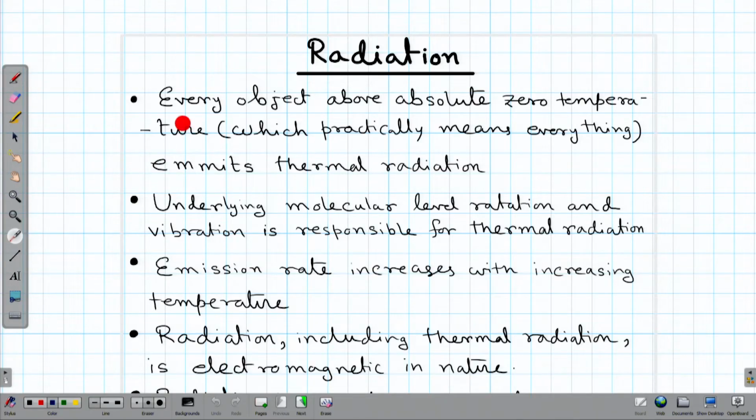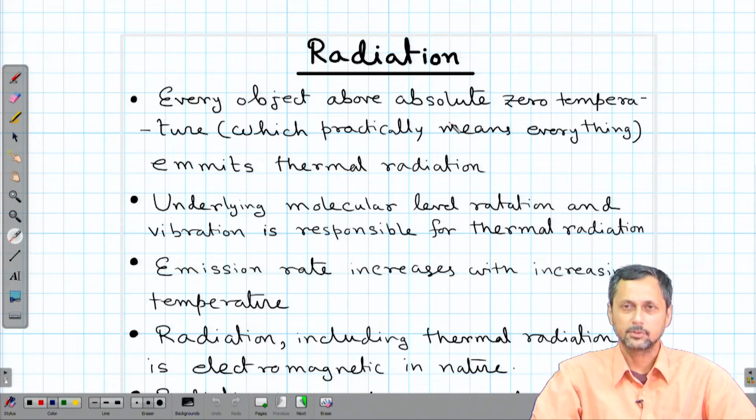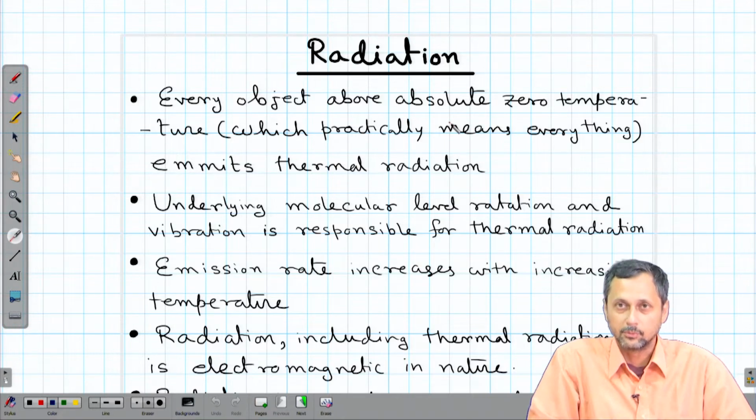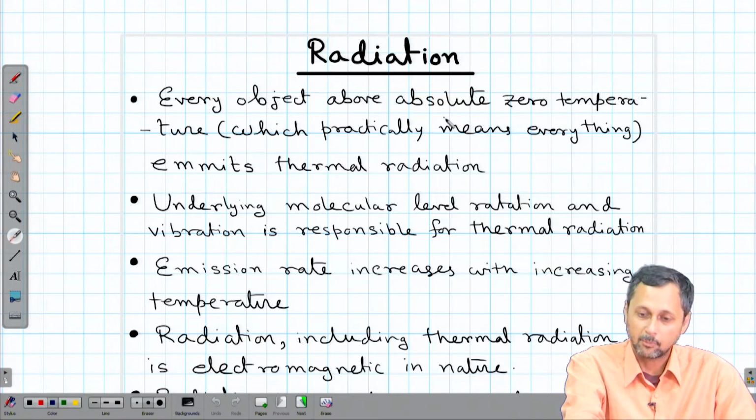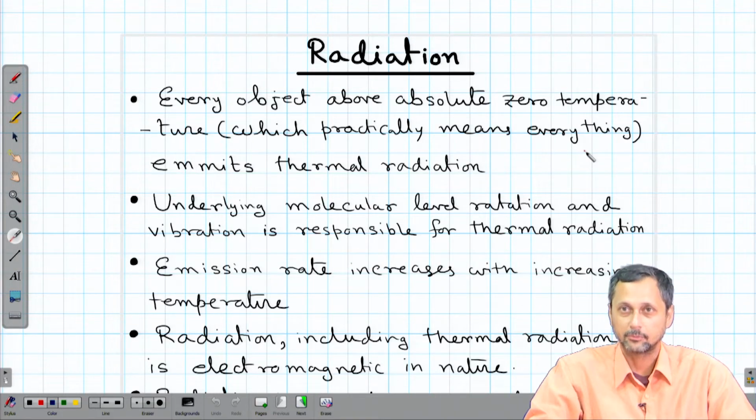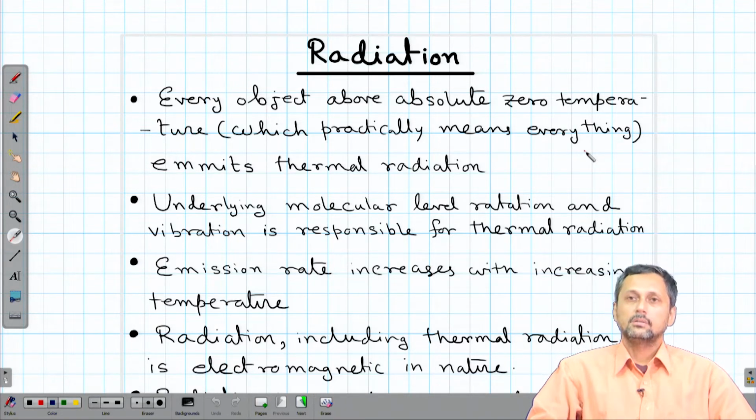Now, radiation means that every object above absolute zero temperature, that essentially means every object, because we will see one of the logical conclusions of the third law of thermodynamics is that absolute zero cannot be reached by any finite number of processes. We will come to that towards the end of this week, that means the end of the course. But when we say above absolute zero, that essentially means practically everything, because nothing can be at absolute zero, emits something called thermal radiation. Now, what is thermal radiation?